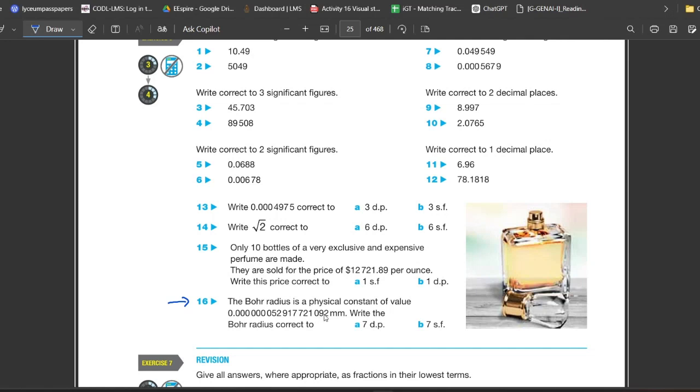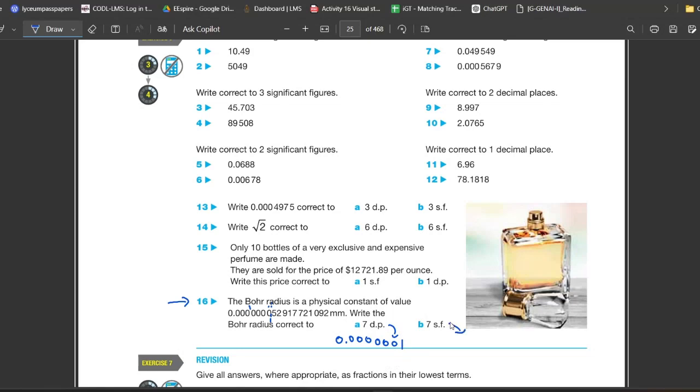The Bohr radius is a physical constant of this value. Write the Bohr radius correct to 7 decimal places. So 7 decimal places: here 1, 2, 3, 4, 5, 6, 7 is this. Here we have to draw the omitting line after 7 decimal places. Check the 8th decimal place also. It's 5, so it's greater than or equal to 5, and we have to add 1. That's the answer for this.